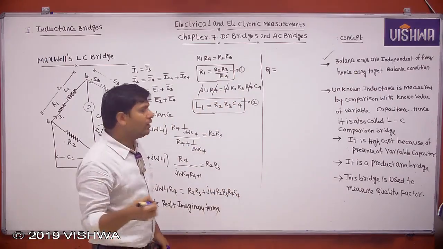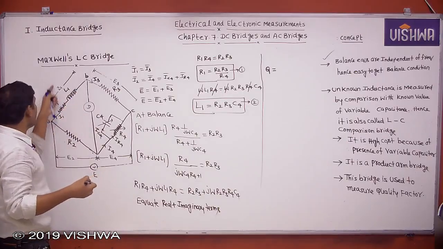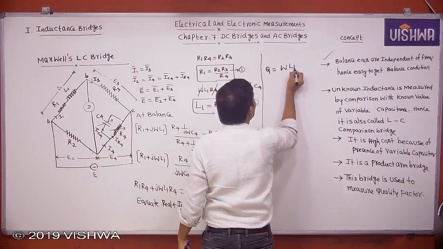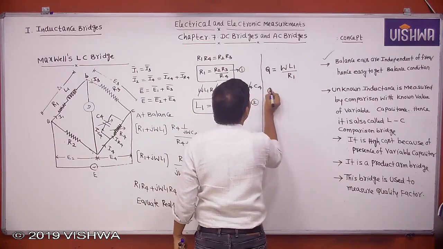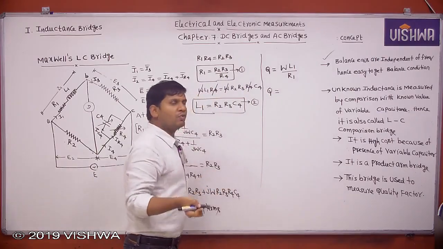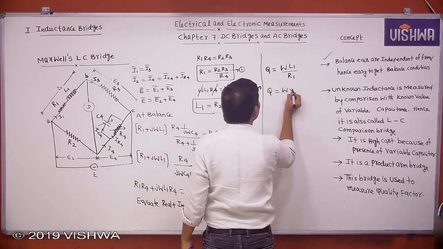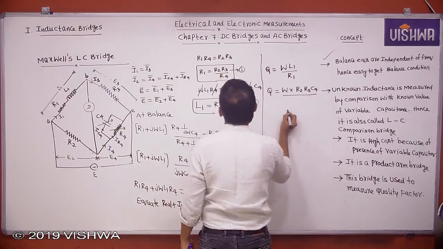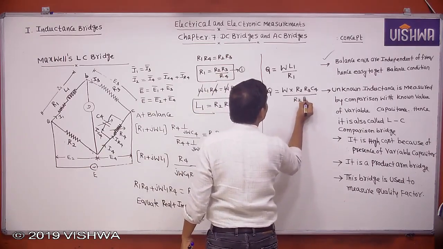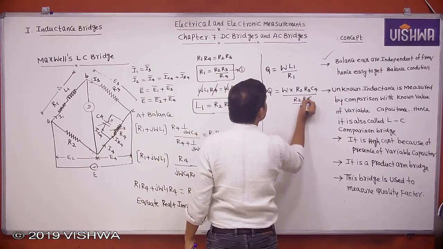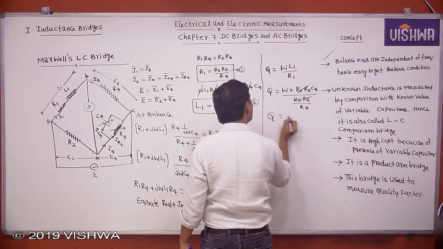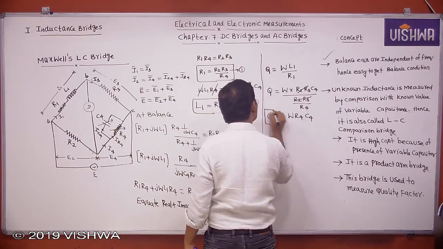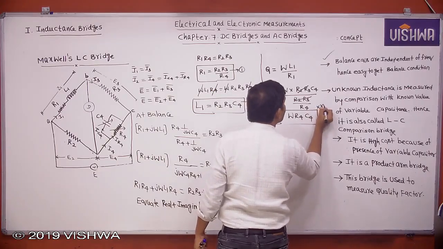Given coil is which coil? It is a series RL coil. In a series RL coil, how can we define the quality factor? Q equal to omega L1 by R1. Now I am writing this in terms of known values. Omega into what is L1 you calculated? R2 R3 C4 by what is R1 you calculated? R2 R3 by R4. Okay. This R2 R3 cancel. What is Q equal to? Omega R4 C4. This is the quality factor of unknown coil using which bridge? Maxwell's LC bridge.